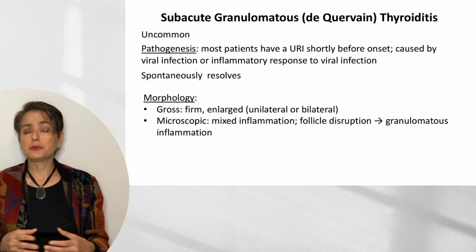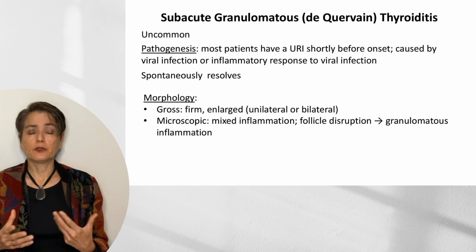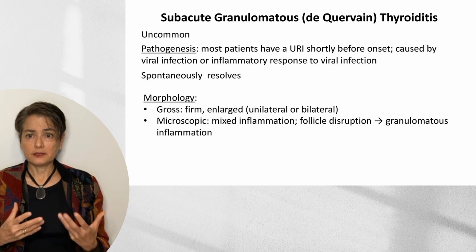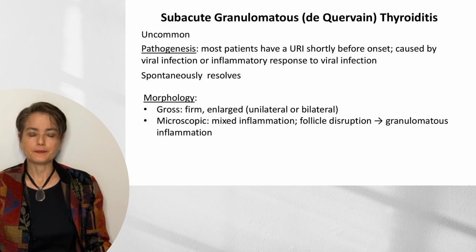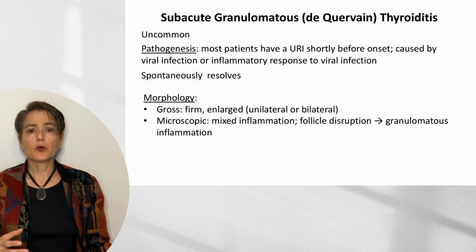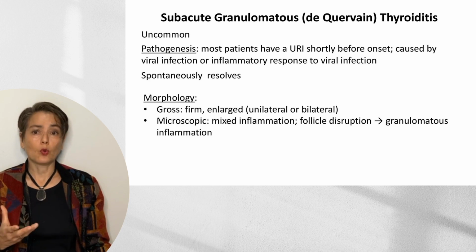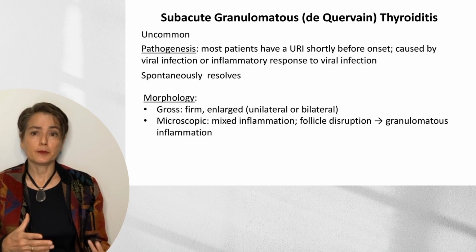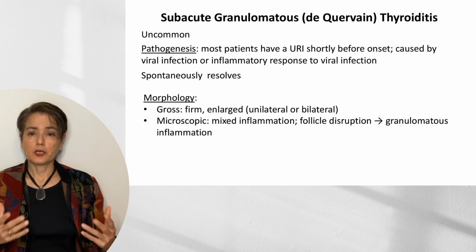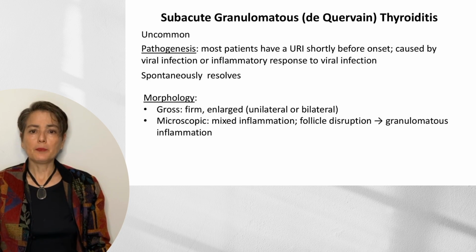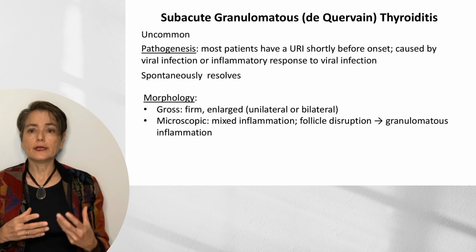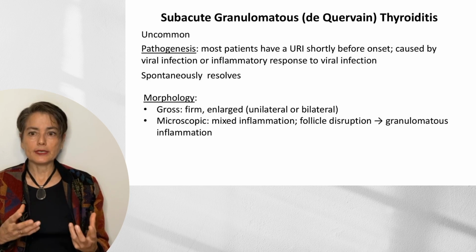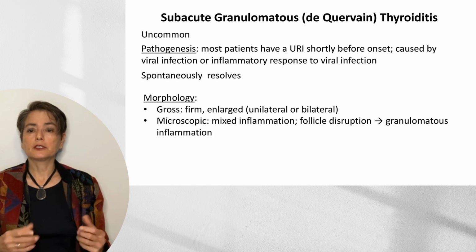And it typically will resolve spontaneously. This is one of the reasons that we don't see this particularly commonly. Perhaps it resolves before the patient comes to care. So morphologically, we're going to have a firm, enlarged thyroid, which may be unilateral or bilateral, unlike what we see in Hashimoto or in Graves' disease, which are bilateral. And microscopically, we're going to see mixed inflammation, but as the follicles are destroyed and disrupted, that colloid is released, and we're going to get a granulomatous response to that foreign body.